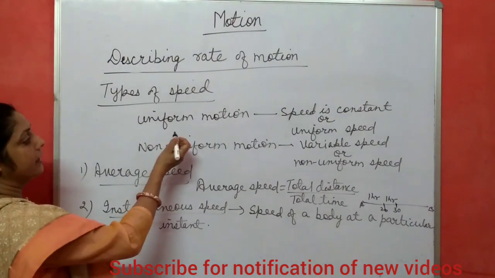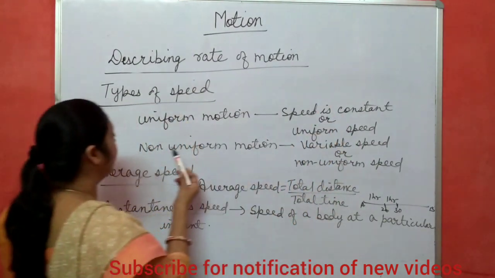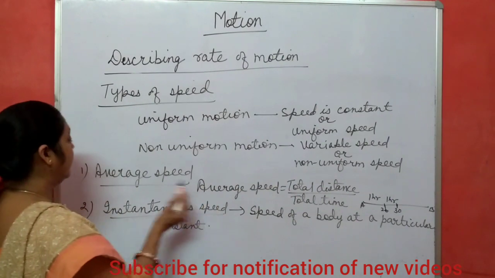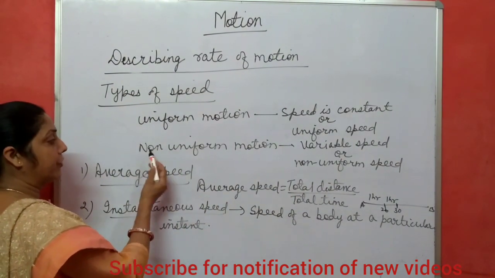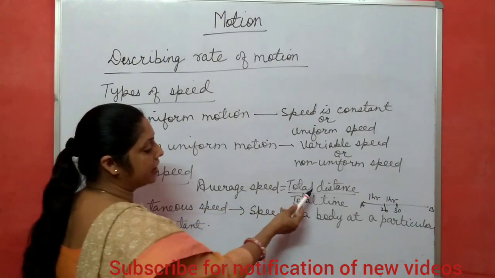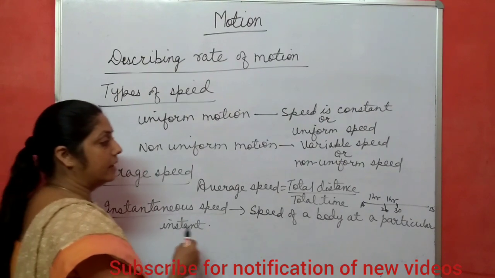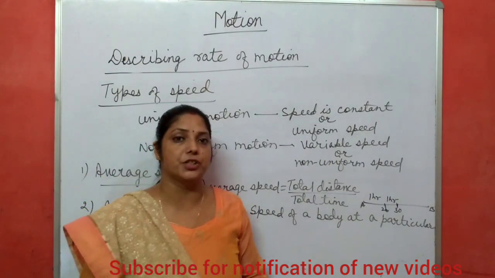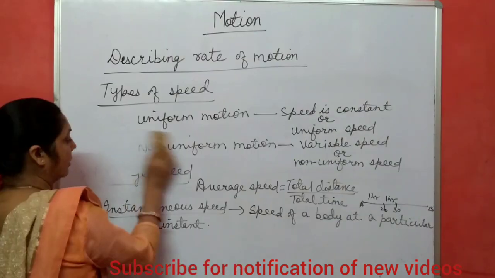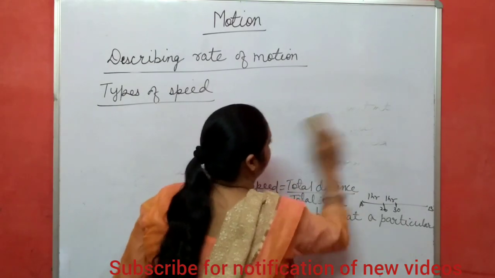So I think it's clear. In uniform motion, its speed is uniform. In case of non-uniform motion, speed is non-uniform speed. And average speed we have to calculate in case of non-uniform motion, and its formula is total distance by total time. And instantaneous speed, in case of non-uniform motion, is the speed at a particular instant of time.